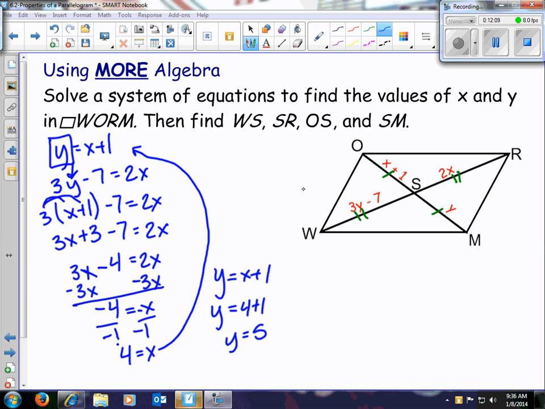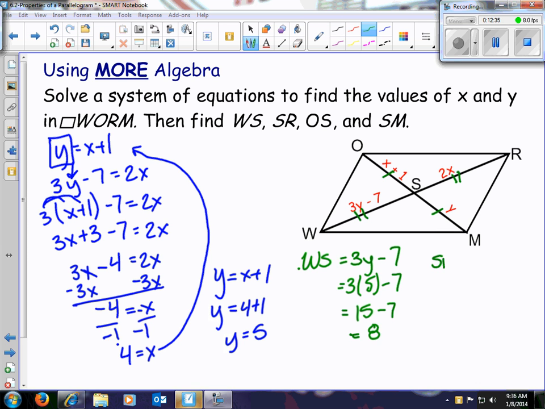So WS is 3y minus 7. So I have WS is equal to 3y minus 7. My y is equal to 5. So I have 3 times 5 minus 7. 3 times 5 is 15. Minus 7 is 8. So WS is equal to 8.